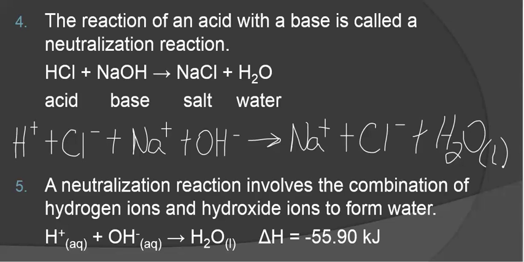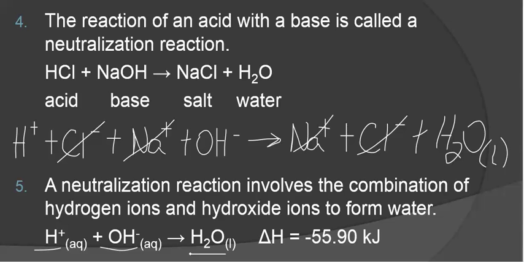We don't change that. When I cross out the spectator ions, those ions that remain unchanged on both sides of the equation, I get the formation of water. So in a neutralization reaction, I get hydrogen ions reacting with hydroxide ions to form water.